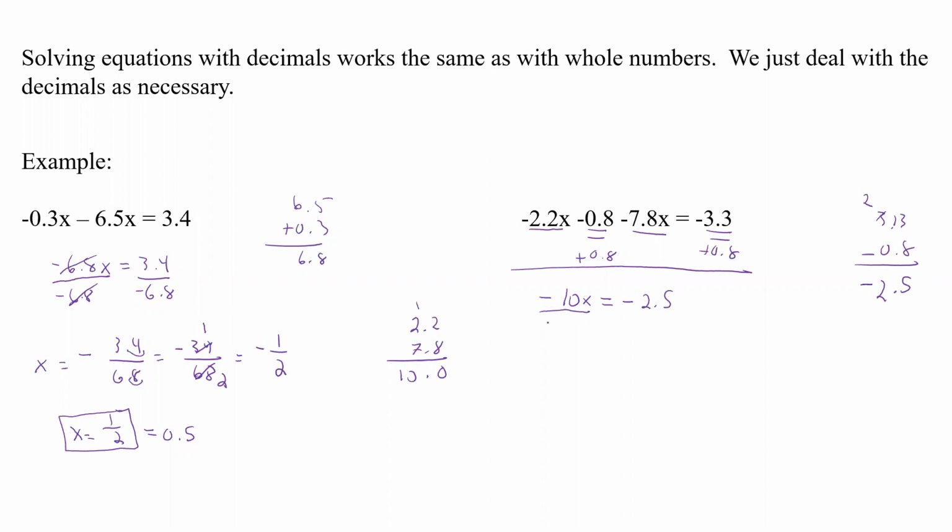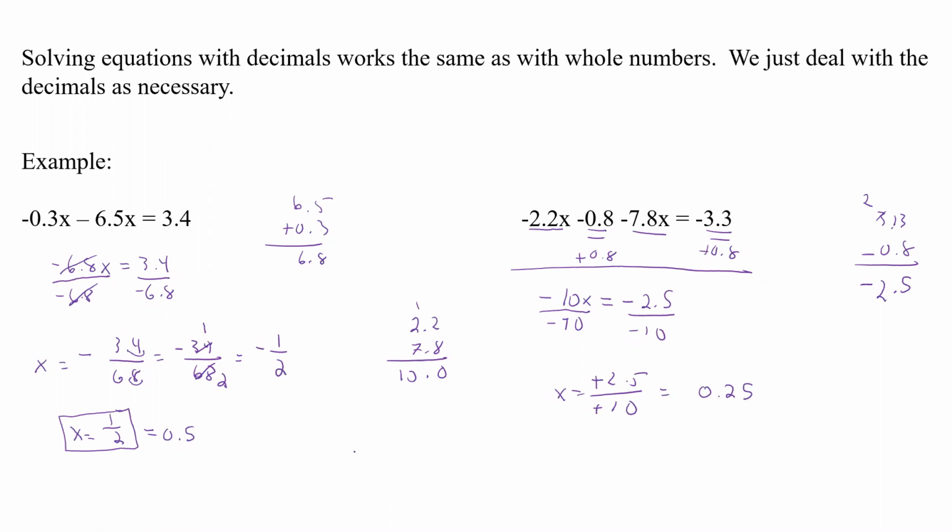Now I need to divide by a negative 10. So I divide that by a negative 10. Now x equals a negative 2.5 divided by a negative 10. Well, remember, negative divided by negative is positive. And when we divide by powers of 10, this is basically a power of 1, we're going to move the decimal one place to the left. So that gives me 0.25.